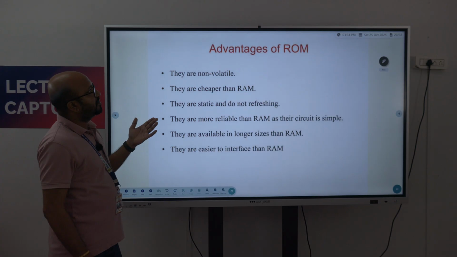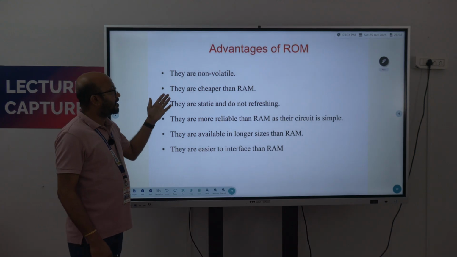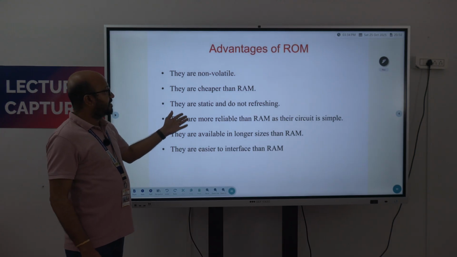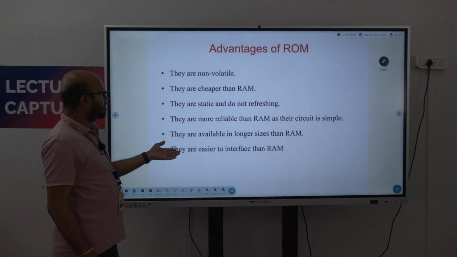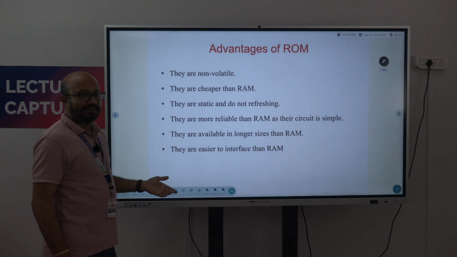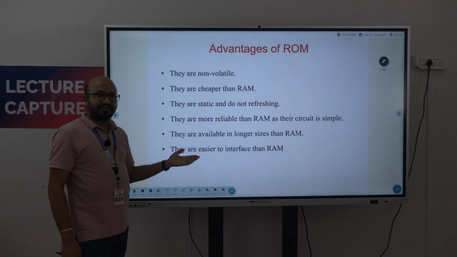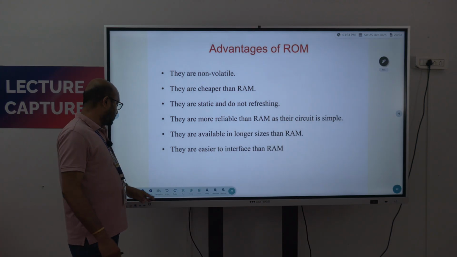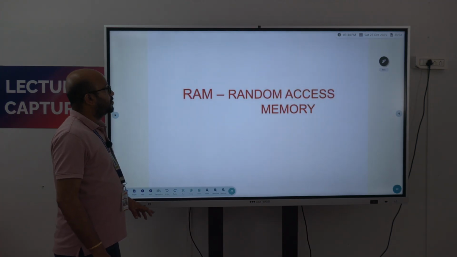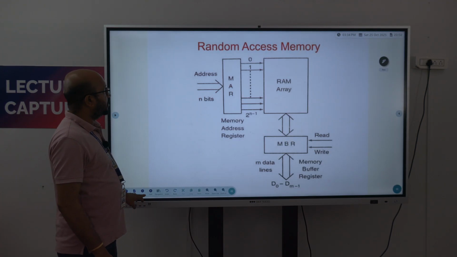So the advantages of a ROM: non-volatile, cheaper, static, more reliable than RAM, available in larger sizes than RAM, and easier to interface than RAM. These are the major advantages of a ROM. Okay, so now random access memory.